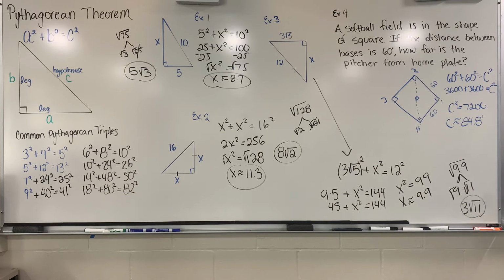I just want to know where the pitcher's at. So how far from home plate to the pitcher? Just divide it by 2. And I get approximately, in this case, 42.4 feet.